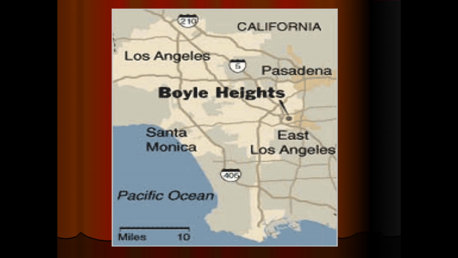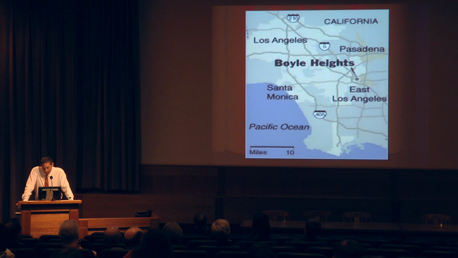My fifth stop on this alternative history tour brings me into the 20th century and brings me closer to my current home. In particular, I look at the Boyle Heights neighborhood in East Los Angeles in the second quarter of the 20th century. Boyle Heights was then a remarkably diverse neighborhood.